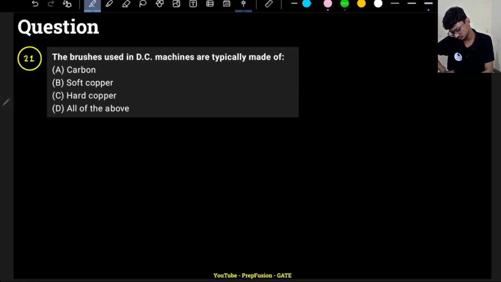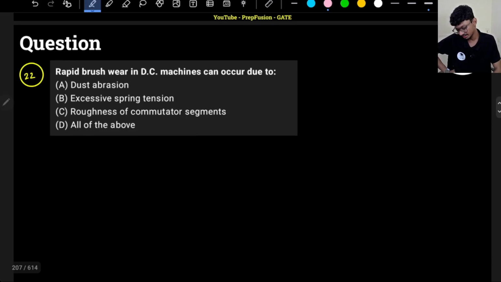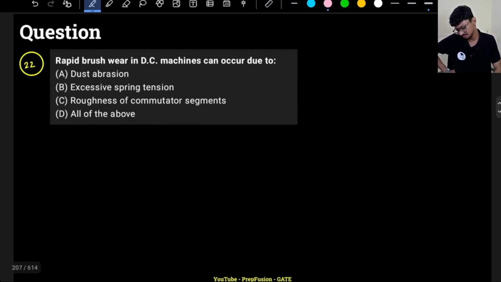They are made of carbon, right? I just discussed why we use carbon. Rapid brush wear in DC machines can occur due to dust abrasion, excessive spring tension, or roughness of commutator segments. If there is dust, there will be more friction. If you move your mobile phone on the table, you will hear more sound. That sound is energy lost due to friction. So if there is dust, there will be more friction and more rapid wear.